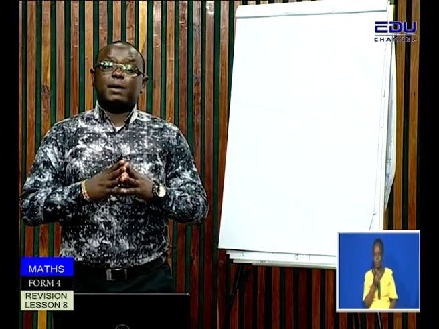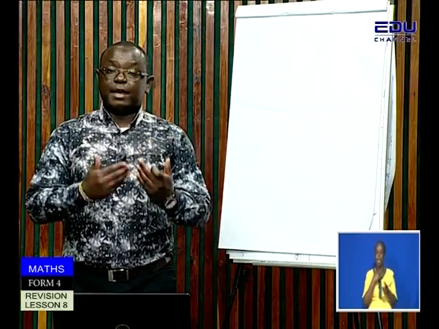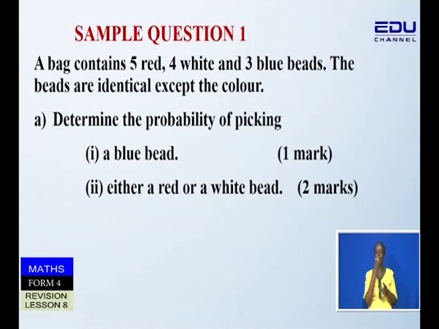So this bag, we are told, contains 5 red, 4 white, and 3 blue beads. And therefore, we are being asked, what is the probability of picking a blue bead? If you go to that bag, you'll find that there are 12 beads. That is 5 red, 4 white, and 3 blue. So in total, there are 12 beads. Each one of those beads can be picked.